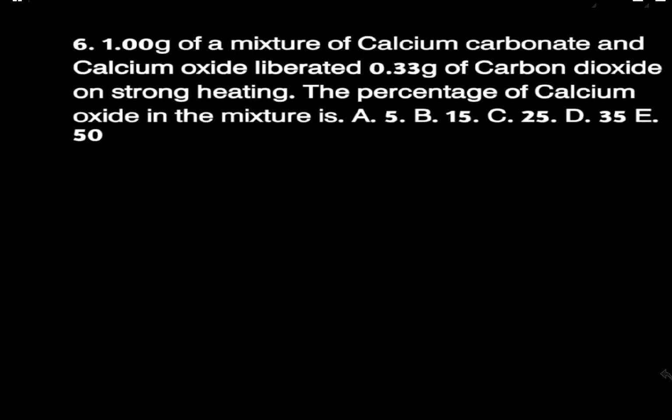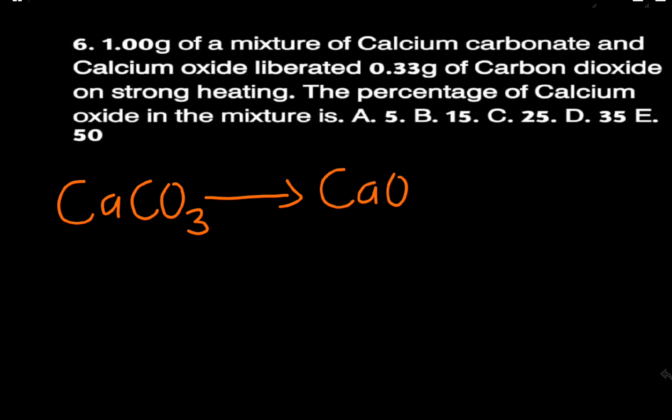Whenever you heat calcium carbonate, written as CaCO3 (never forget, this is calcium carbonate), it decomposes to give you calcium oxide, CaO, and carbon 4 oxide, CO2. This is what you would get.